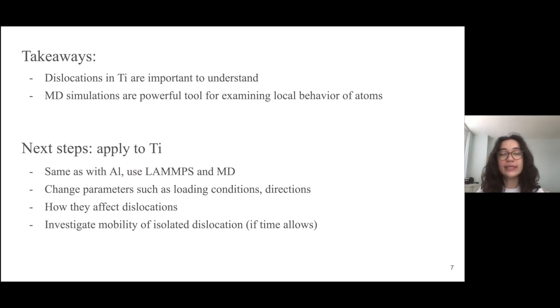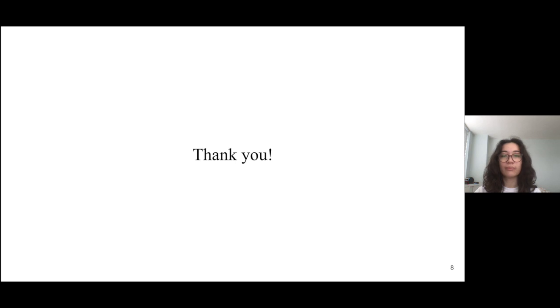To conclude, the key takeaways are that dislocations in titanium are important to understand, and molecular dynamics simulations are a powerful tool for examining local behavior of atoms. The next steps are to apply the same process I did with aluminum, but with titanium. Again, I'm using LAMMPS and molecular dynamics, but I will be changing parameters and seeing how they affect dislocations. If time allows, we will specifically look at the mobility of an isolated dislocation, so how it moves and how quickly it moves.